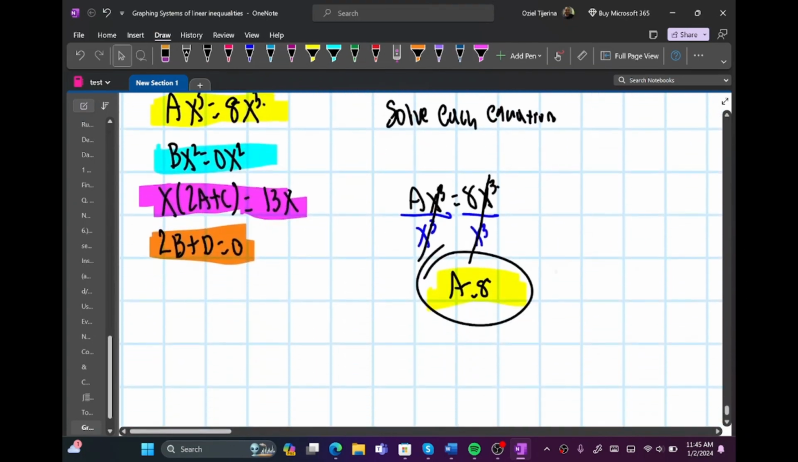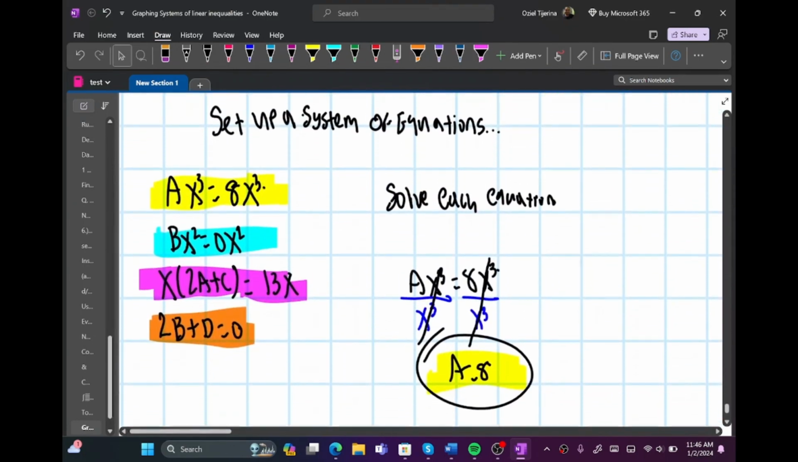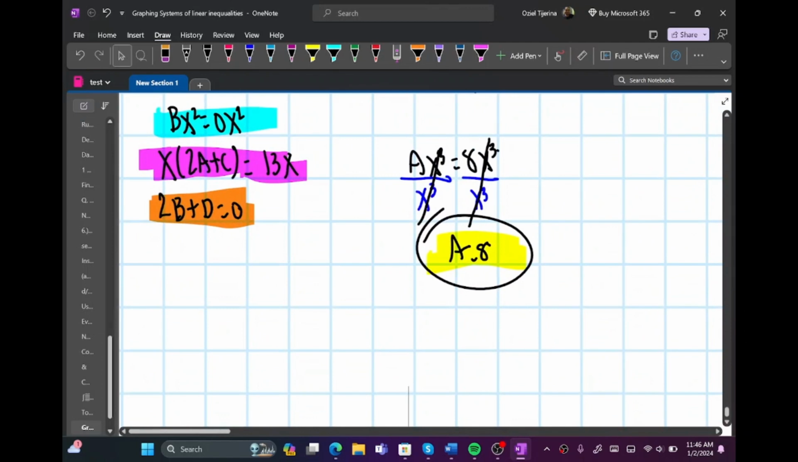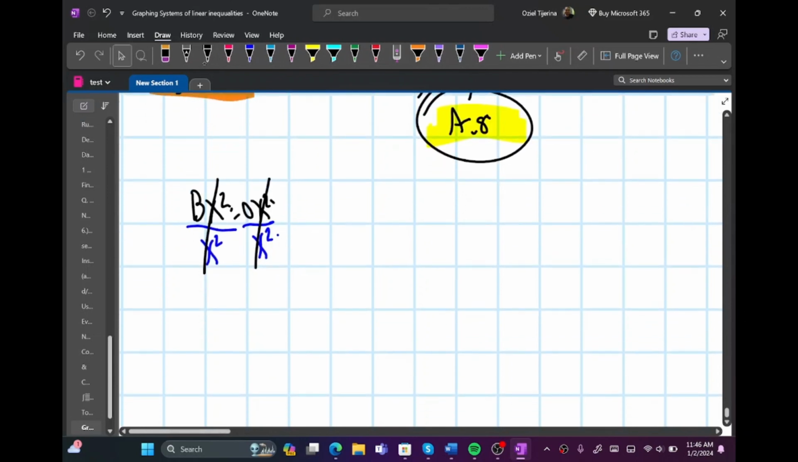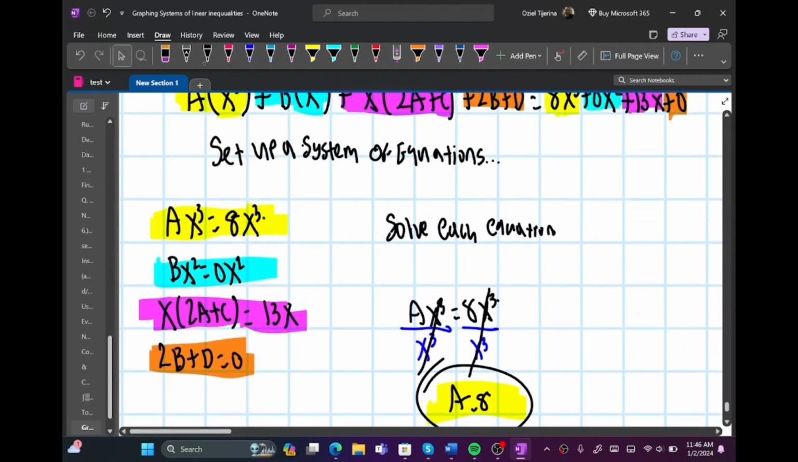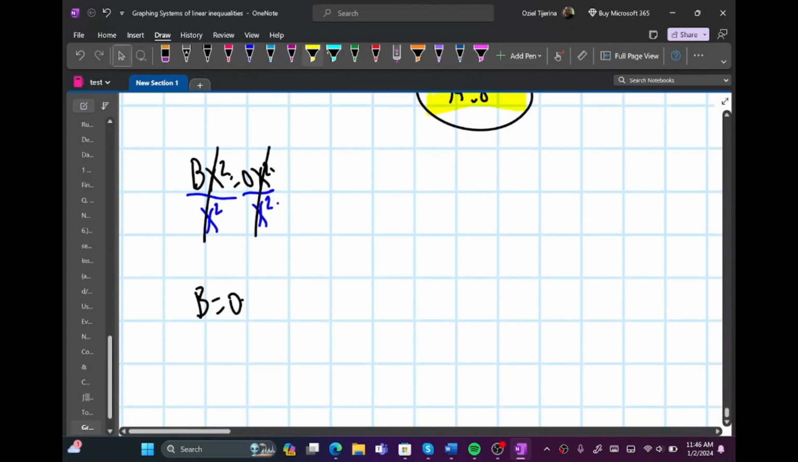Now here, we're going to do bx squared equals 0x squared. So obviously, you can clearly see that b is equal to 0, because when we divide by x squared on both sides, we get b is equal to 0. So then we have b is equal to 0. And again, I'm going to highlight that in this color.